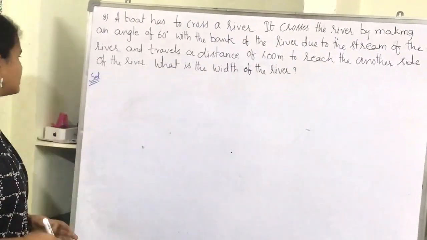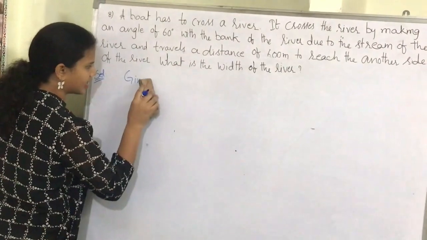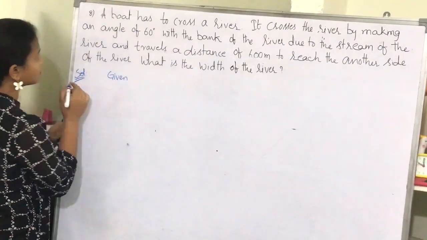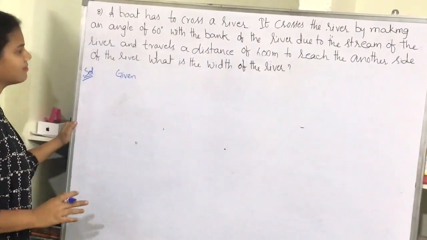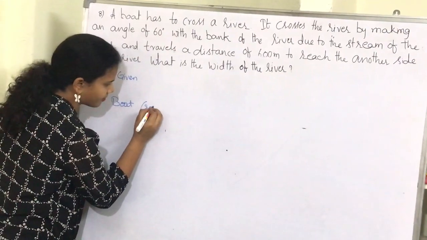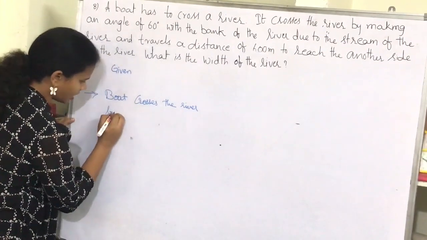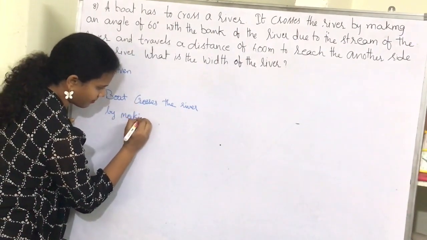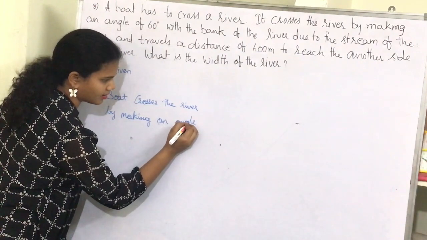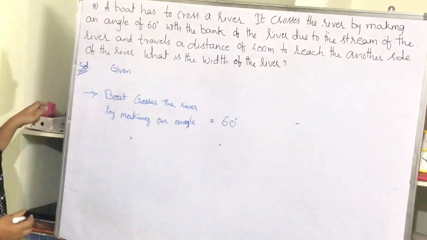Now here, let's make the given data. So firstly, let's write the data. So given what? A boat has to cross a river. It crosses the river by making an angle of 60 degrees. Thus, a boat crosses the river by making an angle 60 degrees.